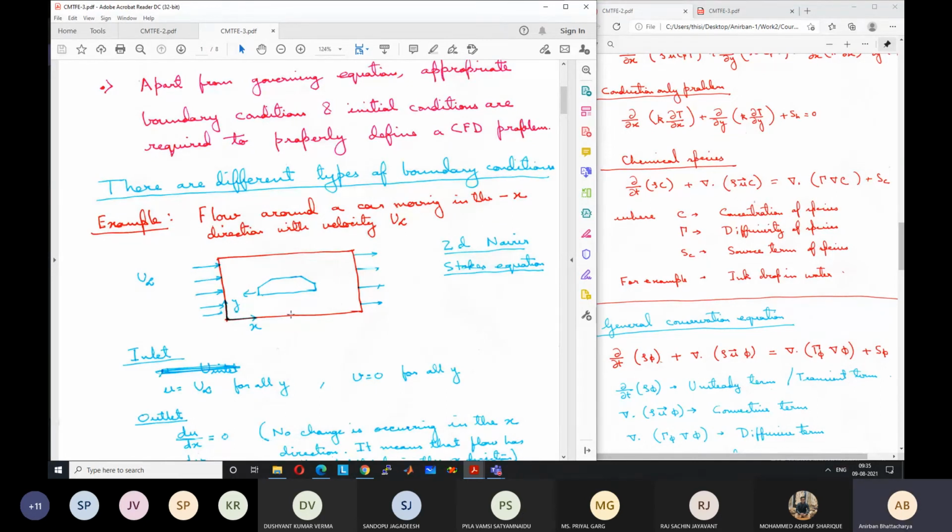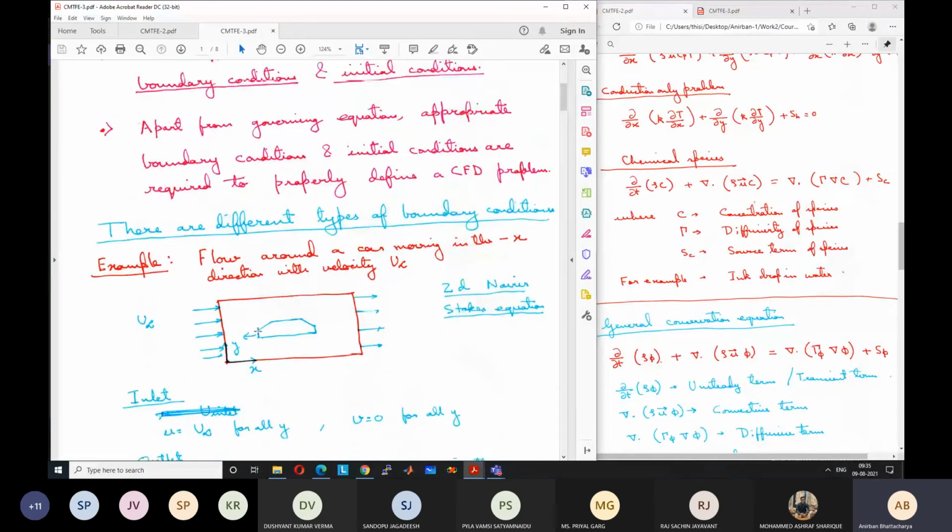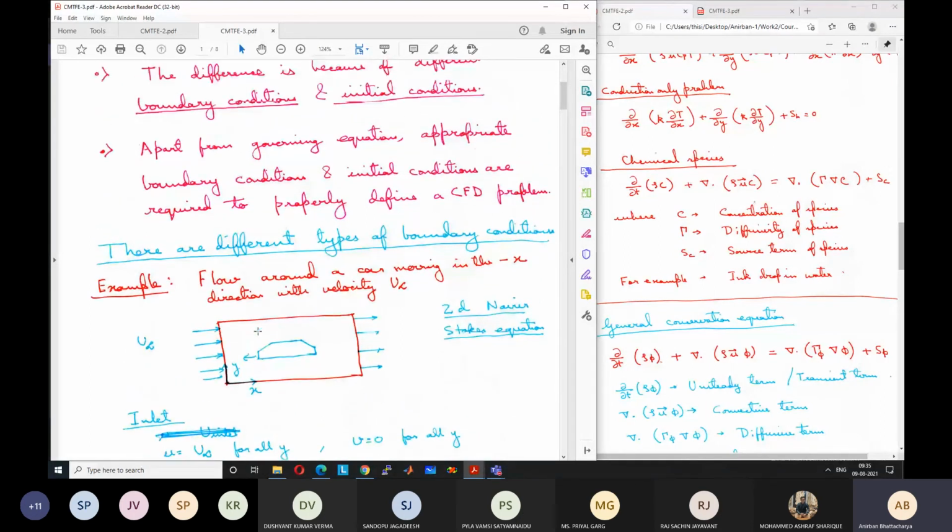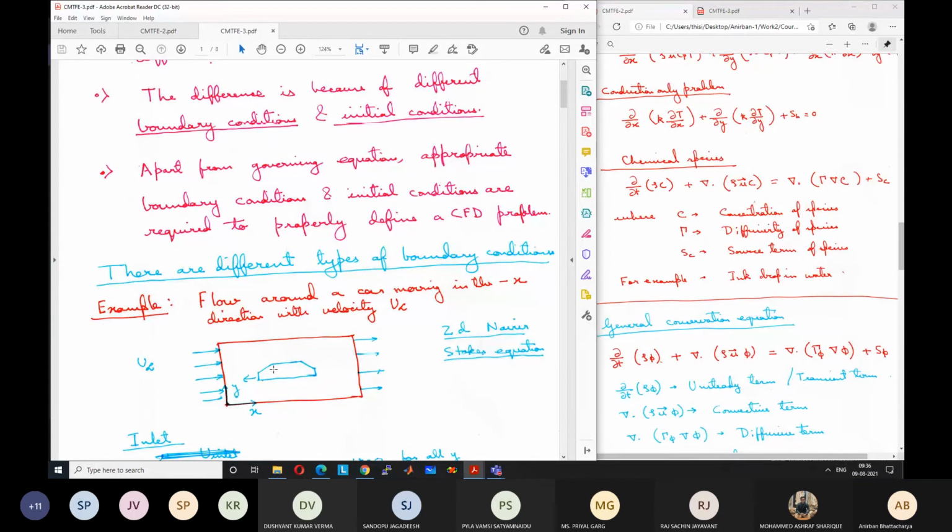So what will be the boundary condition? How will we solve this problem? So say if we take a domain like this, okay, the car is moving from the right to the left. So during the problem, the car will come from one side and it will leave from the other side. Then we will not be able to solve the problem for longer durations. So what is the way around this? What will be a better way to solve the problem?